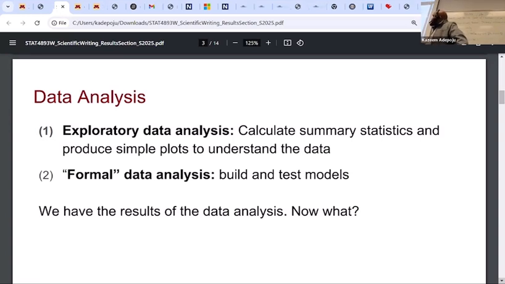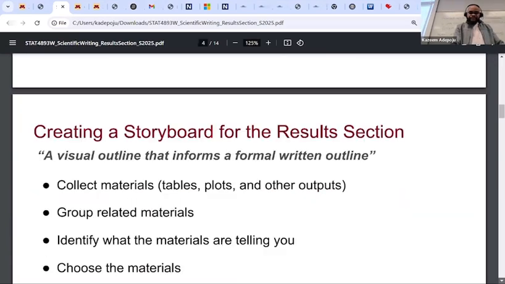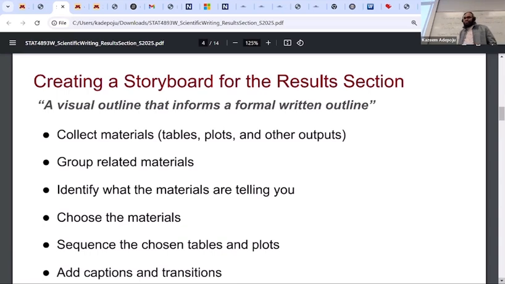So when you get to know your data set, a way to explore your data is to generate some summaries. Maybe graphical summaries, or numerical summaries, basic statistics, just for me to be able to understand my data set. That's why John Tukey referred to that as detective work. Then after that, we go into the formal analysis where we build and test models. Now, curating a storyboard for the result section.